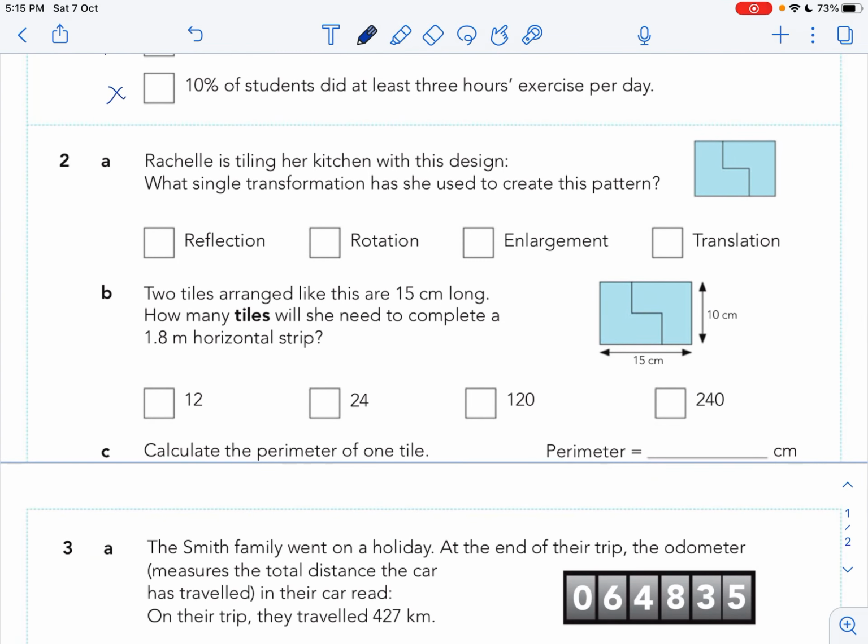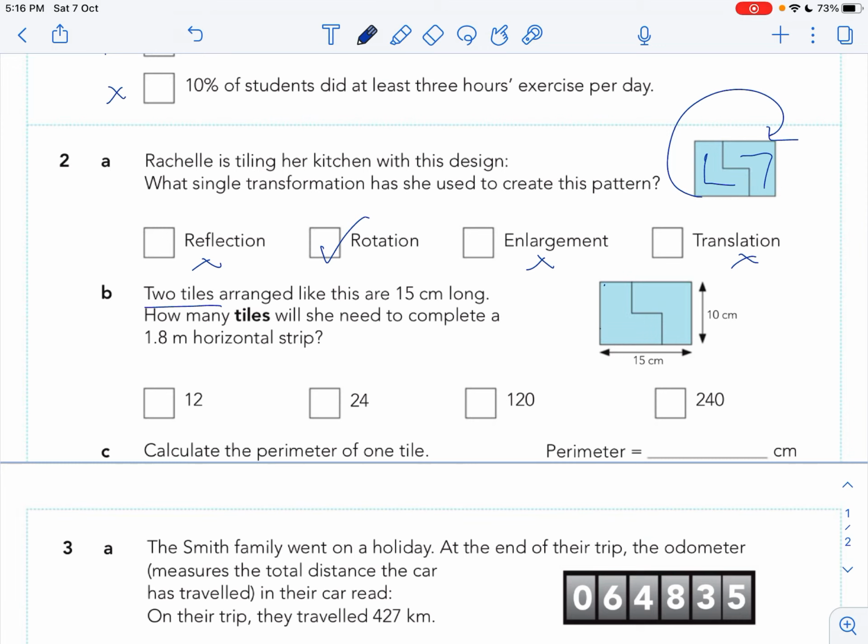Right, Rochelle is tiling her kitchen with this design. So this is 2 tiles. Okay, and what single transformation has she used? Think, are there any mirror lines in it? Does this one mirror to get that one? No, it doesn't. So it's not reflection. Translation is just a shift across, and so it's not translation. Enlargement is getting bigger. No, it hasn't. But you can see that this is kind of flipped on its end to get that one there, so it is a rotation.